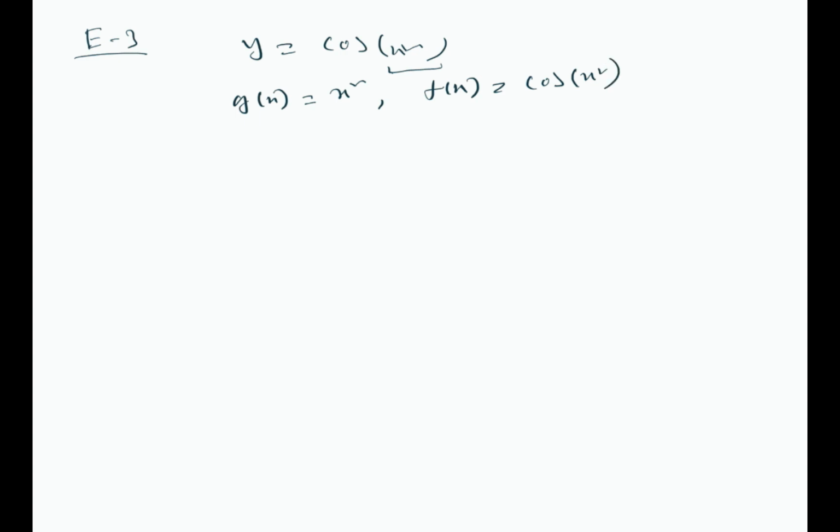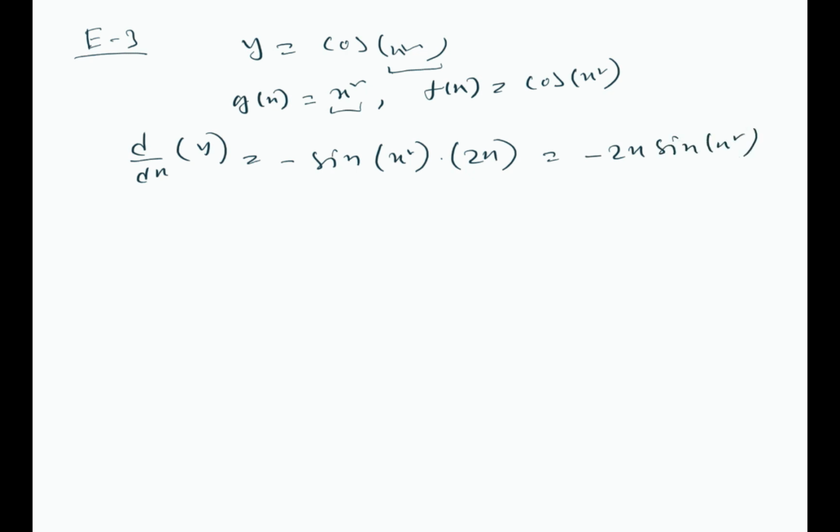Right? So the derivative of this function would be d/dx of y is equal to, first we need to differentiate the outer function, right? So the derivative of cos x is actually minus sine of x, but here we have x squared in place of x, so we need to write x squared, then differentiate this inner function, it would be 2x, right? The derivative of this inner function is 2x, so the final answer would be minus 2x sine of x squared.